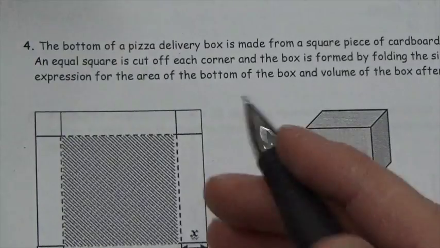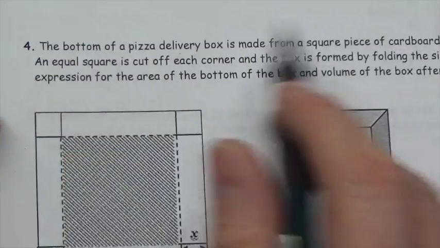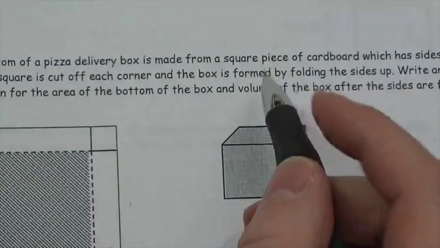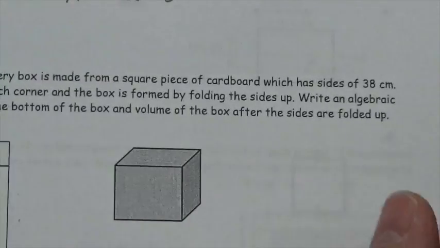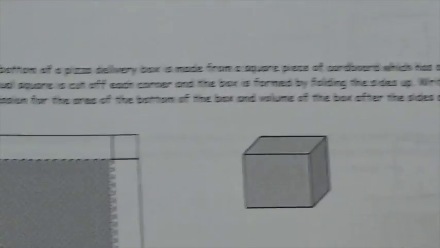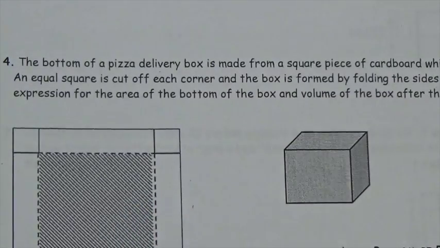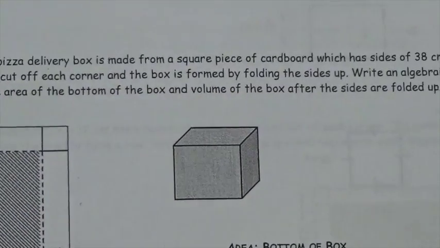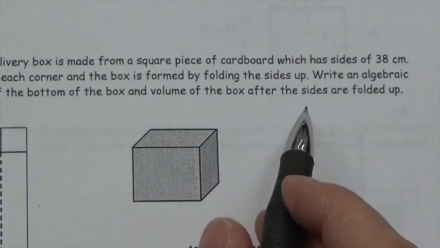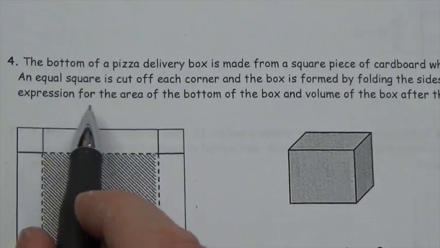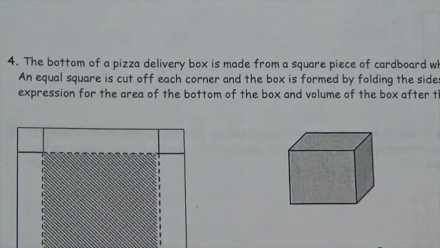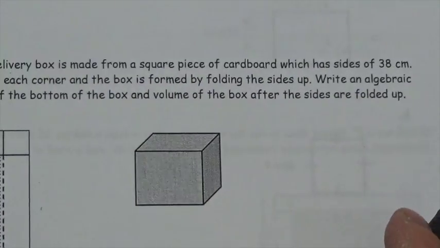All right, now to do this question here, let me read through what's going on. It says the bottom of a pizza delivery box is made from a square piece of cardboard which has sides of 38 centimeters. An equal square is cut off from each corner and the box is formed by folding the sides up. Write an algebraic expression for the area of the bottom of the box and the volume of the box after the sides are folded up.